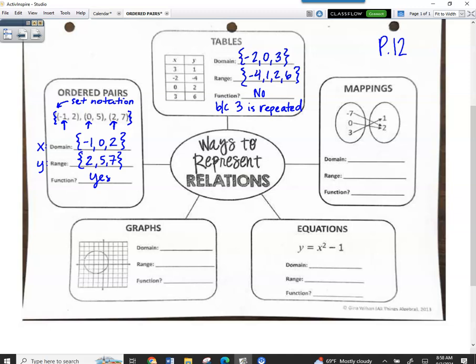Mappings. Mappings are where the arrows are assigning the X to the Y. Take a second, answer the domain and the range, and then if it's a function, you're looking at mappings.